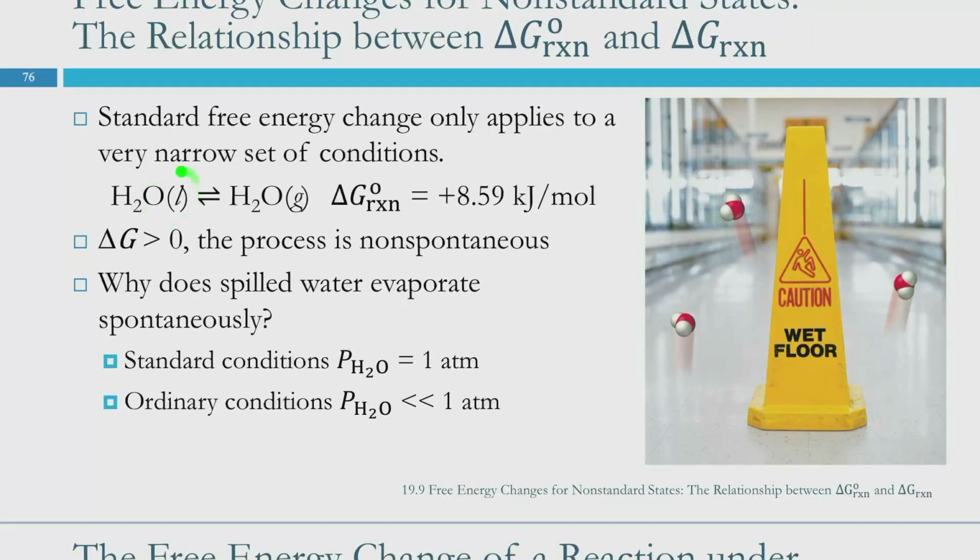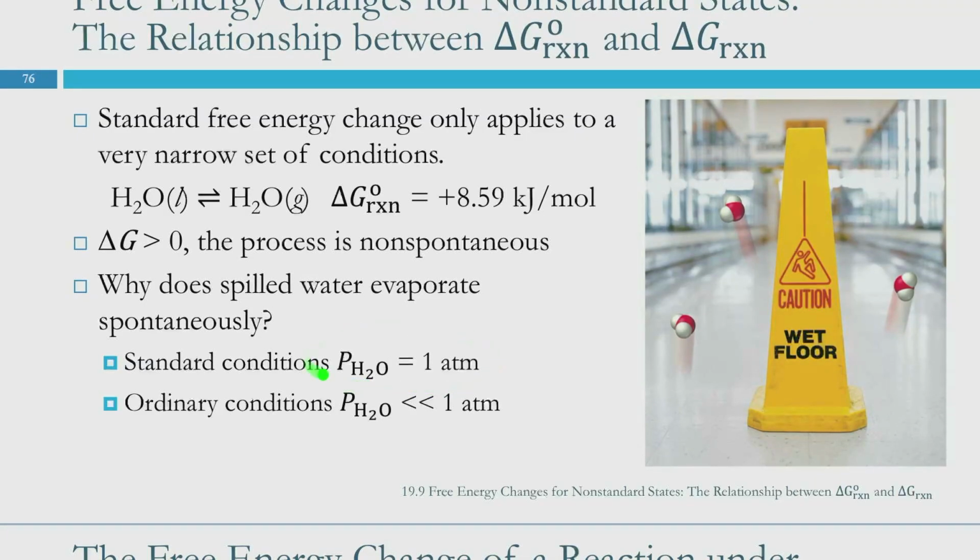If you have water that's a liquid going to a gas, it takes energy input for that to happen. It has to absorb energy from the liquid state to go into the gas state. Our delta G is positive, so this process is non-spontaneous. However, if you spill water on the ground and you have a wet floor, the water does not stay there forever until you wipe it up. It will eventually, on its own, evaporate.